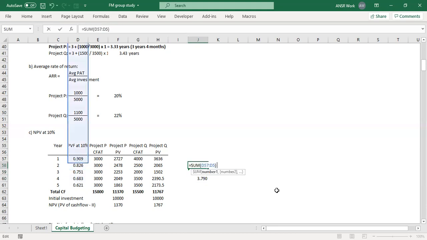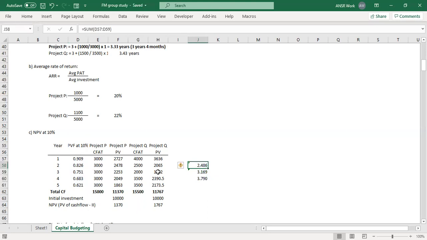We cannot use PVIFA for project Q because the annuity amount is different every year. Very good point. I was about to ask only. You're answering before my asking questions. I was about to ask only, in project Q, can you use the annuity factor? We cannot use that. Everybody got it?